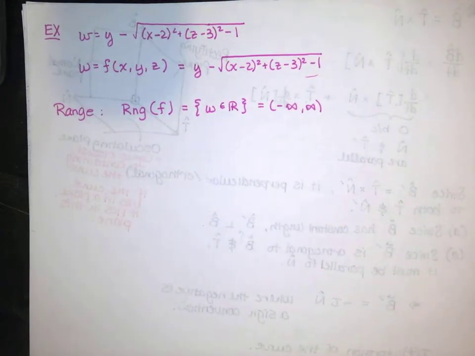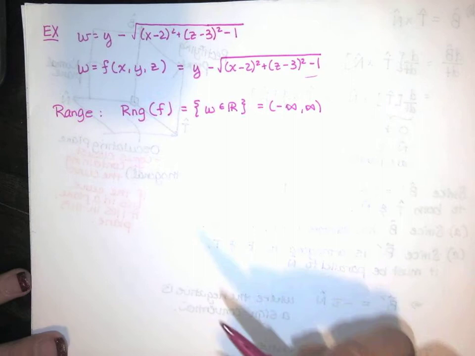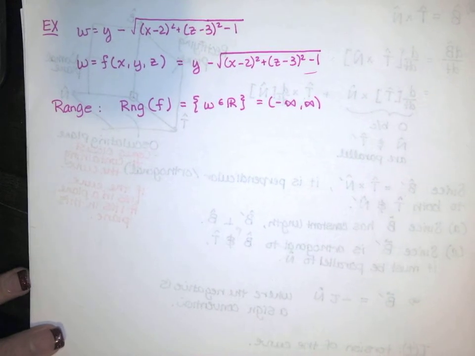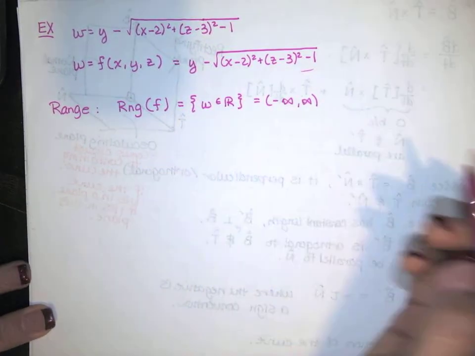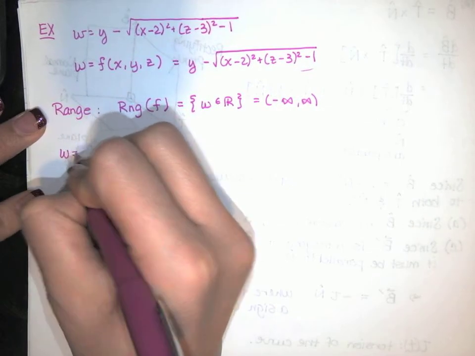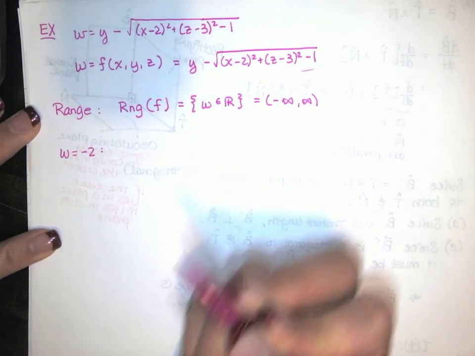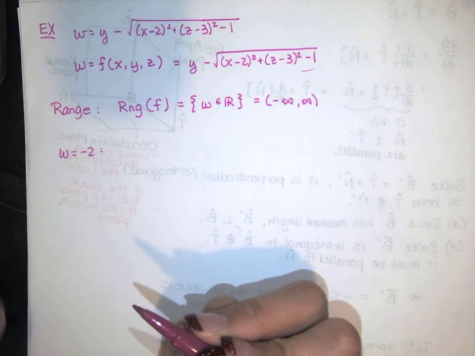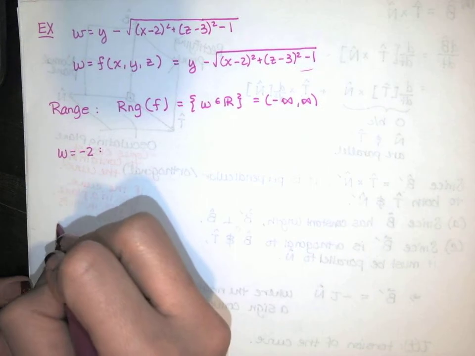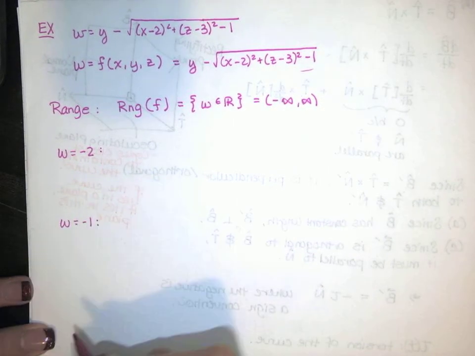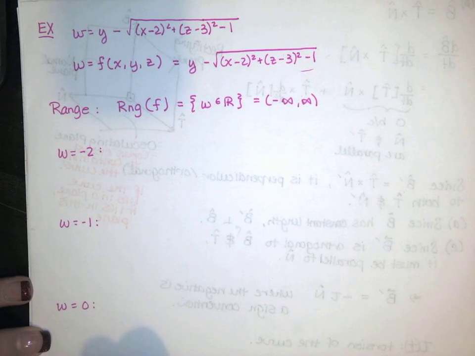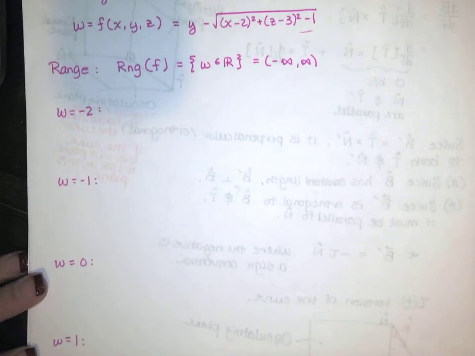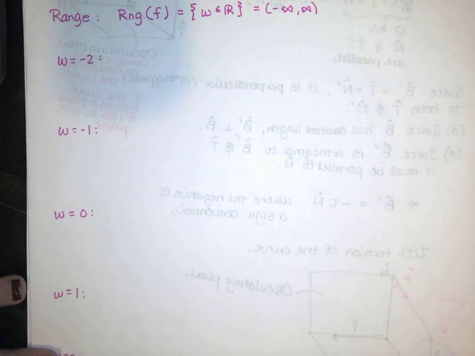All right. So now I just want to pick some w values and see what happens, see what I get. Since it's all real numbers, I think I want to pick some negative ones and some positive ones and then see what changes. So we'll try w equals -2, and then maybe w equals -1, w equals 0, w equals 1, and w equals 2. And then we'll see what these surfaces look like.